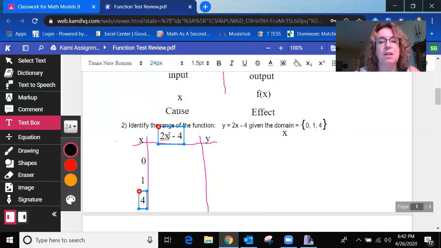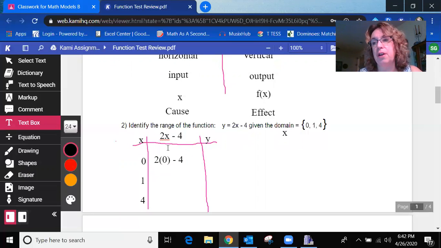And then I'm going to take where this x is, and replace that x with the number. So instead of 2x, I'm going to go 2, 0. But when I put the 2 and the 0, I have to put the 0 in parentheses. This 2x means 2 times x, and so to multiply, I'm going to show that with parentheses. So that's 2x, and then I have to go minus 4.